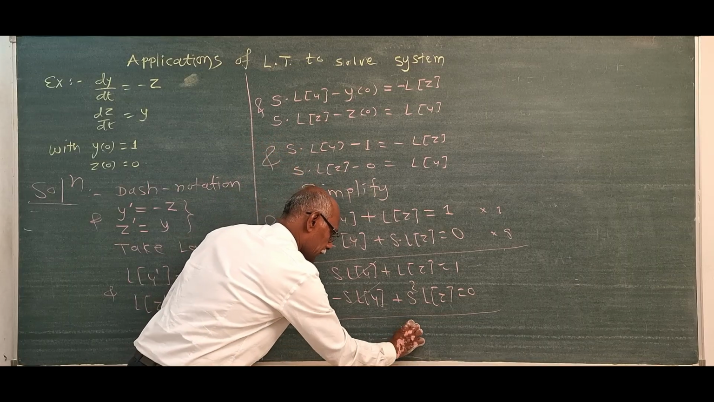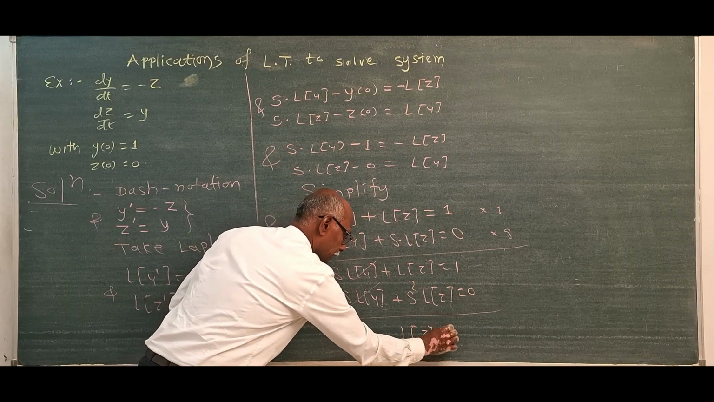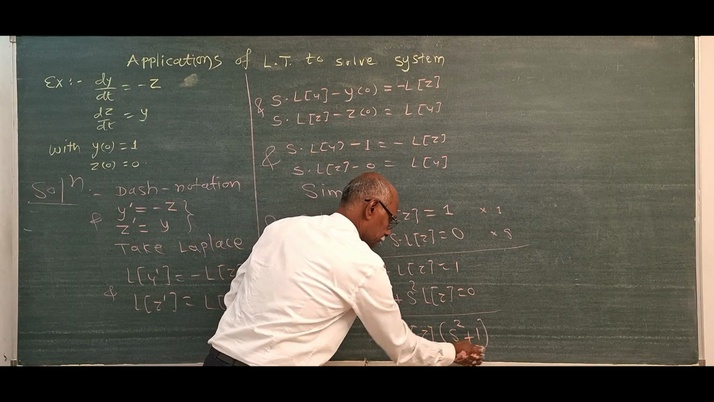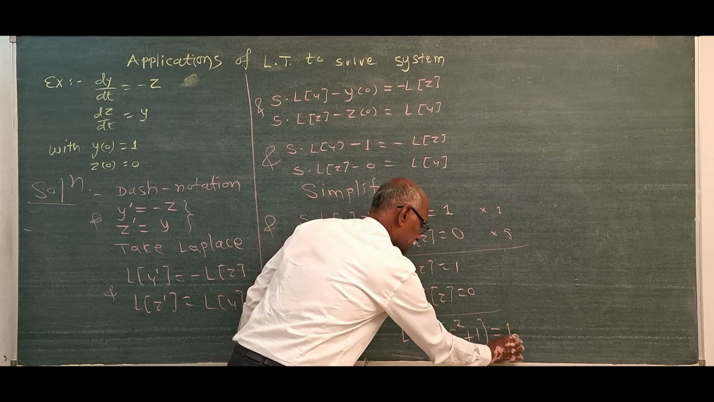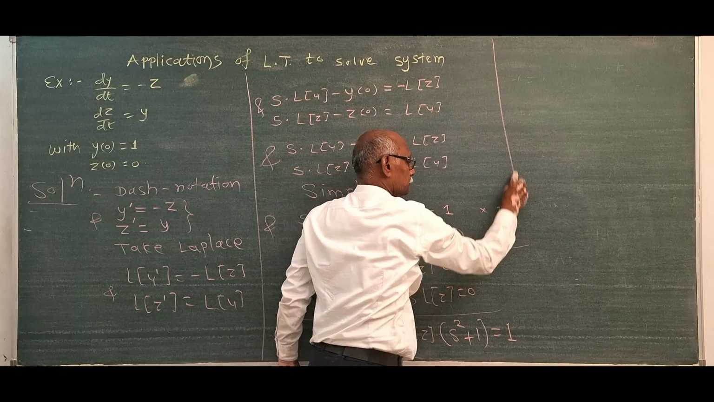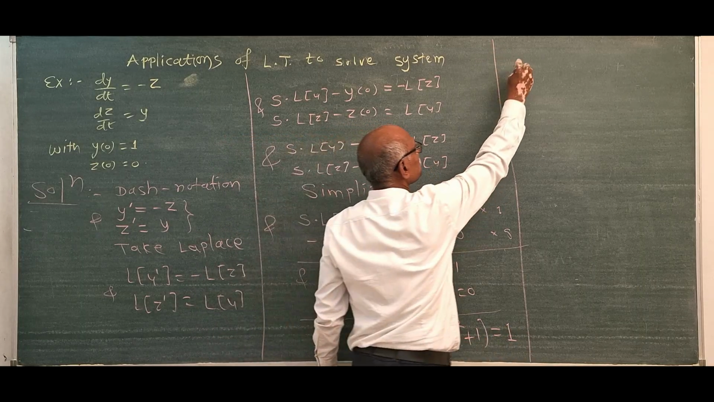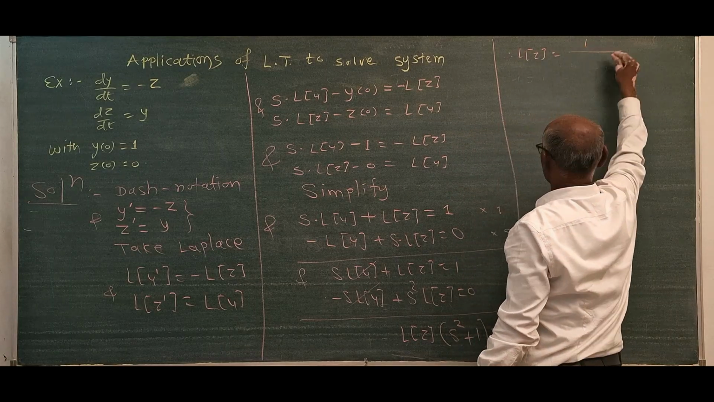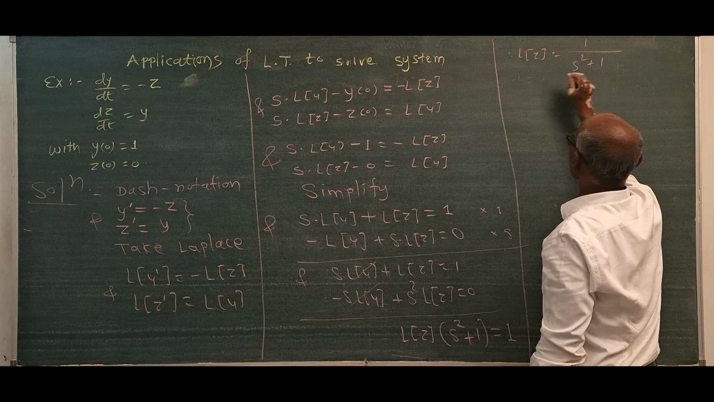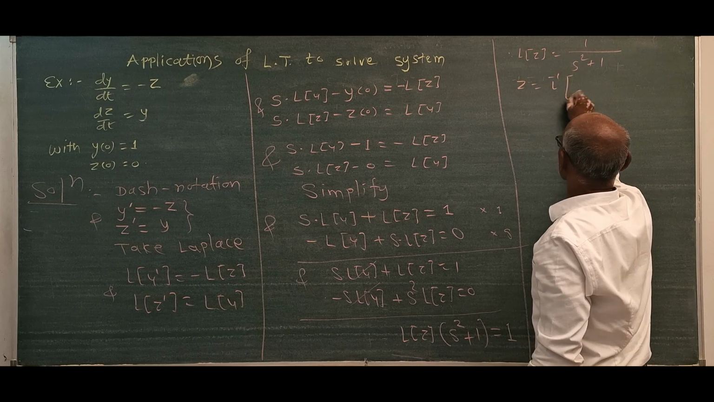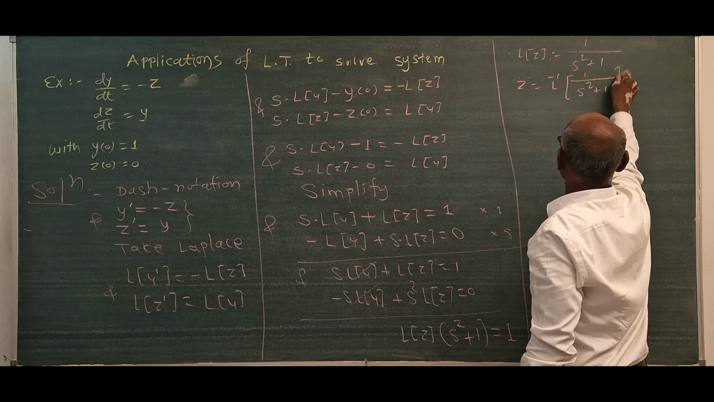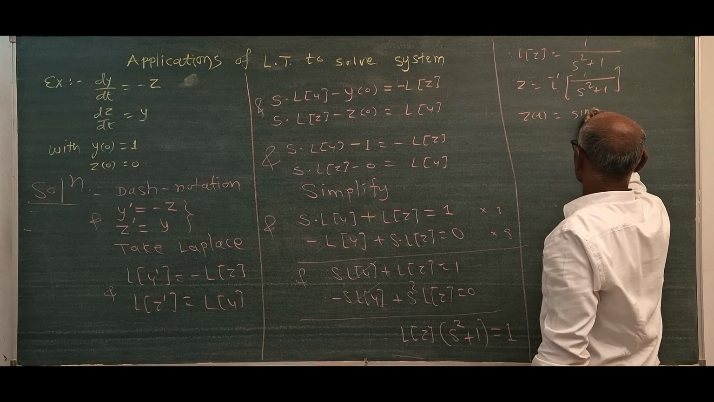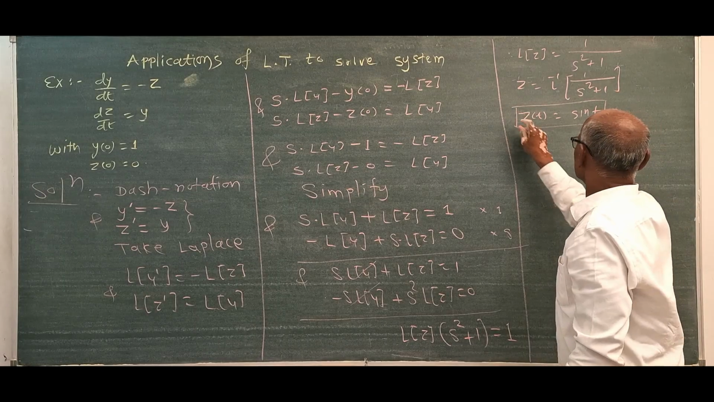So this can be written as L of z into bracket s square plus 1, and on the right hand side 1 plus 0 is 1. Therefore, L of z is a single equation. L of z is equal to 1 divided by s square plus 1. Therefore, z is equal to inverse Laplace of 1 divided by s square plus 1. So z of t is equal to the inverse Laplace of this, which comes sin t. So this is the first.